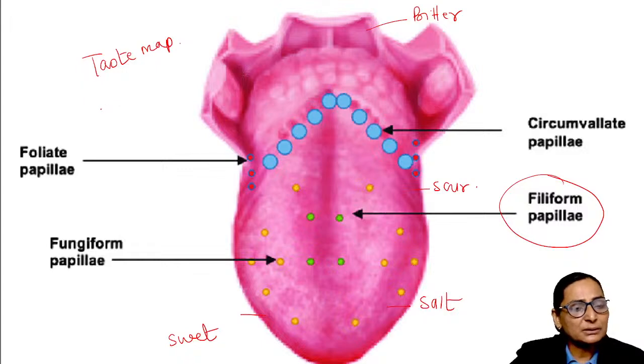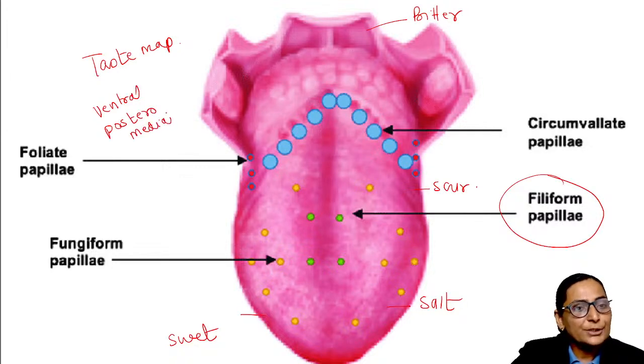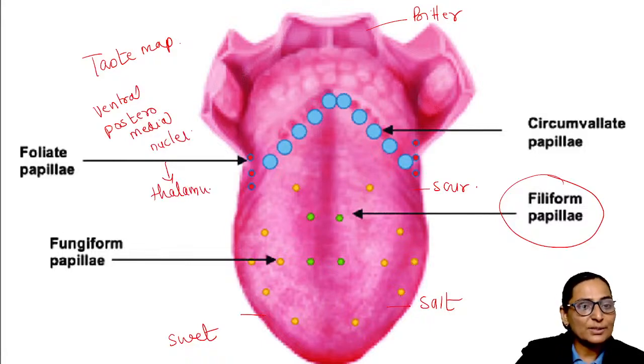Another thing, remember the ventral posteromedial nuclei in the thalamus is the relay center. Because you must know the specific nuclei in the thalamus. So that is the ventral posteromedial nuclei of the thalamus.